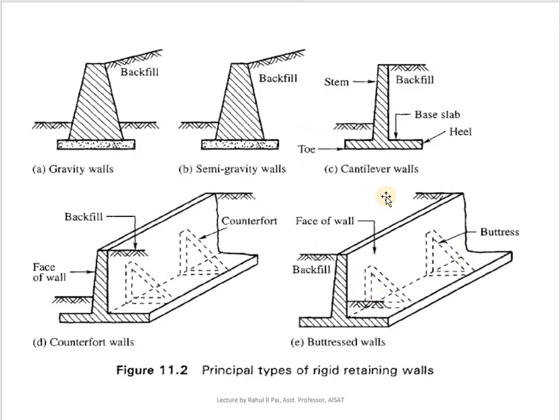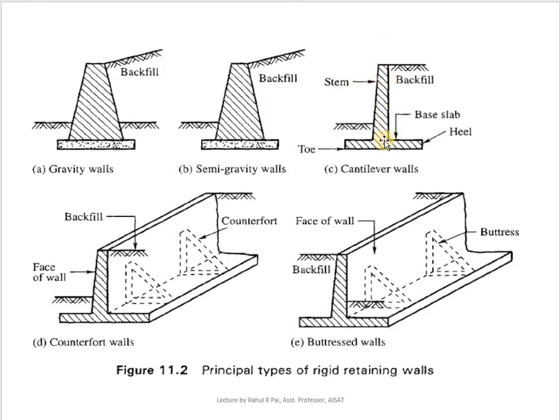And now the various types of retaining walls. You have the gravity retaining walls. That means the retaining wall is stable just because of its gravity, just because of its weight. That's why you can see here it is moving towards the bottom, and the widening happens. That is, the wall is widening as it moves towards the bottom. And semi-gravity wall may be slightly thinner walls compared to this gravity walls.